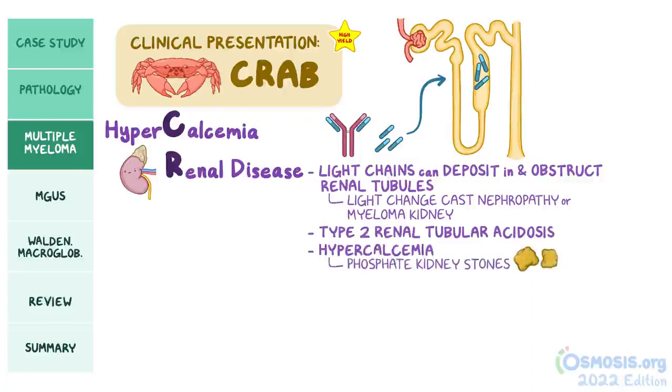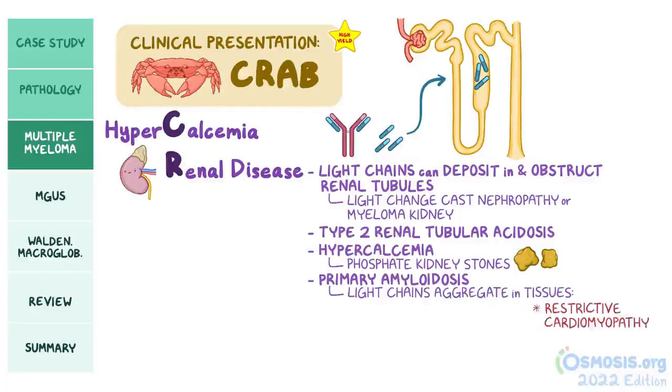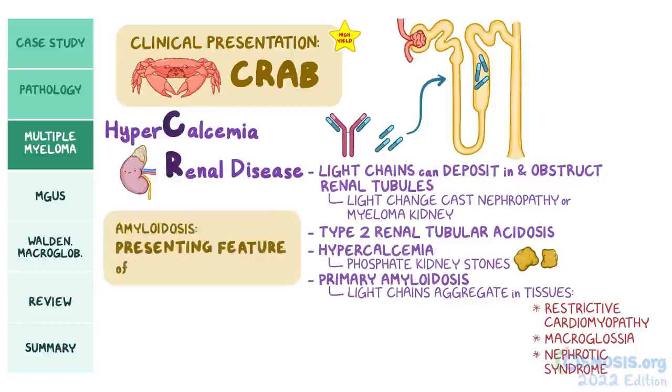Multiple myeloma can also lead to a specific type of amyloidosis, called primary amyloidosis. Here, the immunoglobulin light chains leave the circulation and abnormally aggregate in various tissues, resulting in various clinical manifestations. These include restrictive cardiomyopathy, a large tongue, also called macroglossia, and nephrotic syndrome, to name a few. So on the exam, beware of primary amyloidosis being a presenting feature of multiple myeloma.